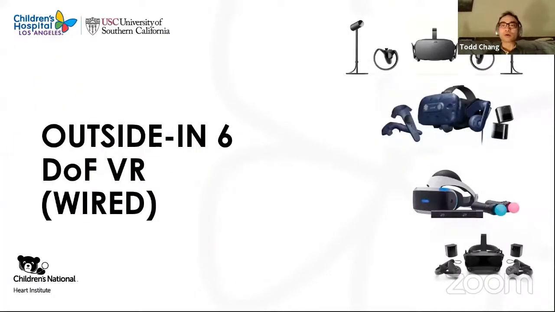So there are hardware devices that are more expensive, but they're really nice. This is called outside-in 6 degrees of freedom. On the top, you'll see an Oculus Rift S. You'll see a Vive, HTC Vive Pro, PlayStation VR, and what we call the Valve Steam Index.